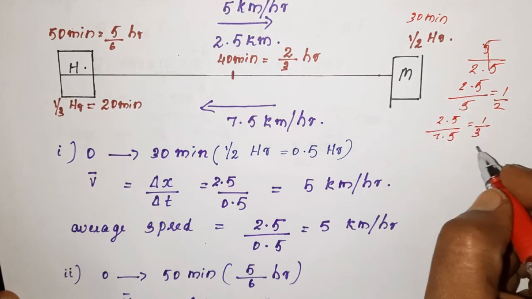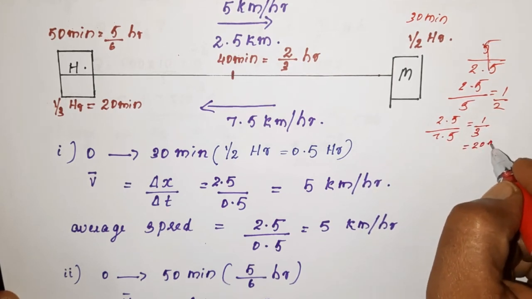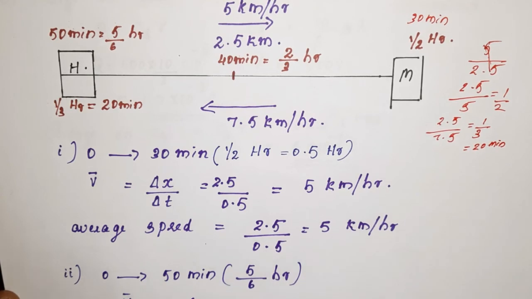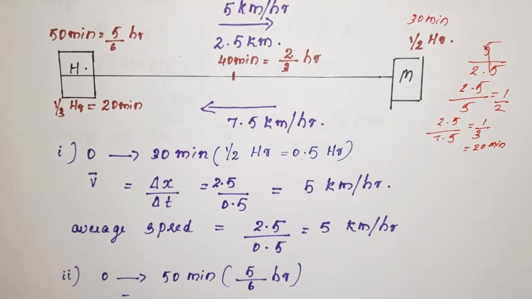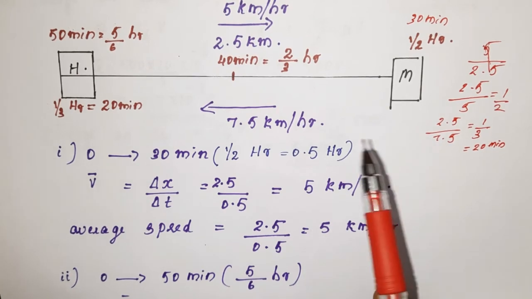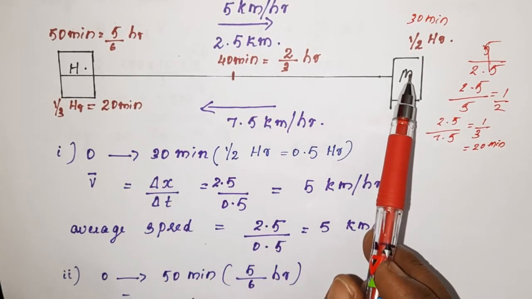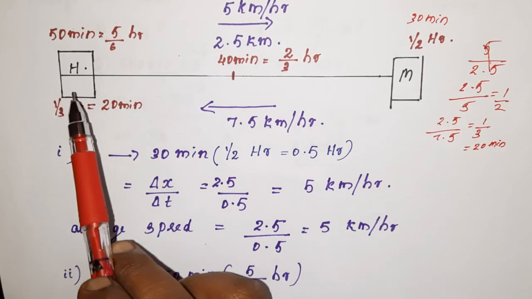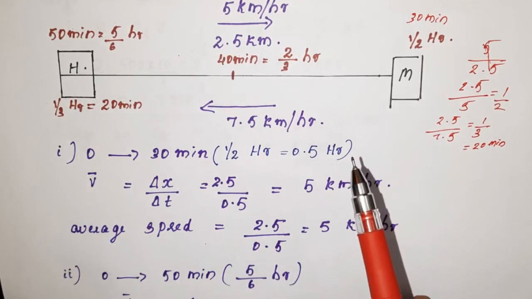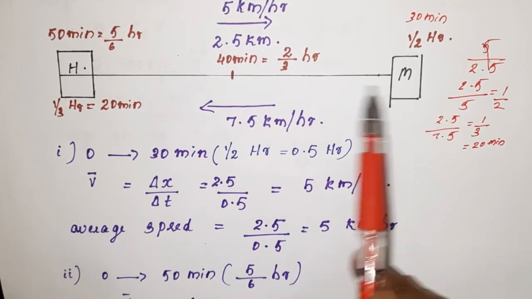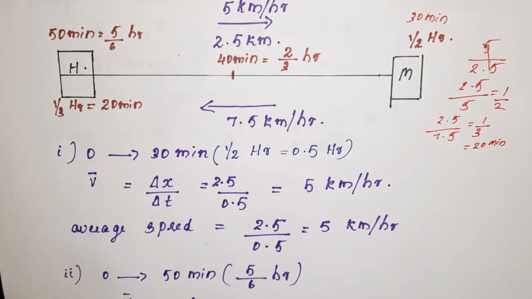1 by 3 hour means how much minute? 20 minutes. So for backward motion, that means to reach home from market, he will be taking 20 minutes. So 30 minutes to reach the market and 20 minutes to reach back home. Or half an hour to reach the market, 1 by 3 hour to reach back home. So those are the conditions.